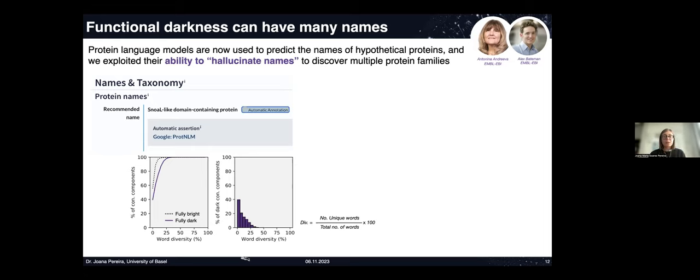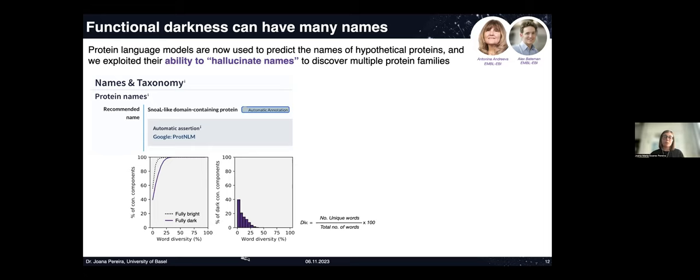But if it's a completely new biological system that has no characterized homologs, then what would this language model do? We know that language models have a bit of an ability to hallucinate things when you ask them something that they don't know anything about. There was this discussion a few months ago about ChatGPT, for example. So we had this hypothesis that this language model would, given completely unknown protein families, hallucinate their names, and would give a wide diversity of names to these members.